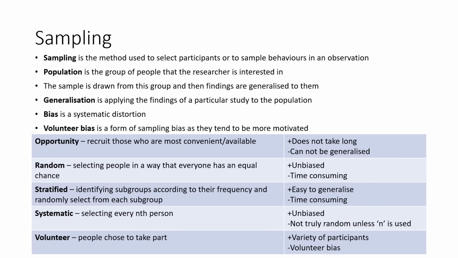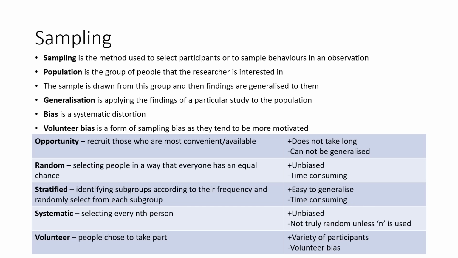Sampling. This is a method used to select participants or to sample behaviours in an observation. A population is the group of people that the researcher is interested in. So obviously, in general terms, we all think of a population as the population of a country, but for this, the population would be how many people have green eyes and stuff like that. And the sample is drawn from the population, and then findings are generalised to the whole group, or to the whole population.